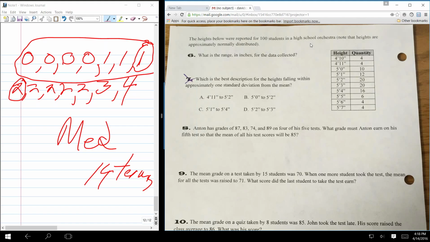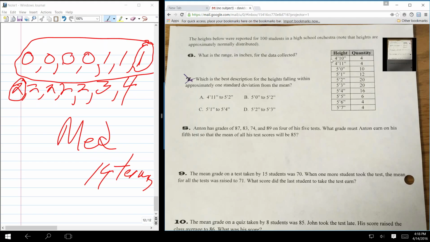1 to 7. Where are you getting that? What do you... Because it goes from 4 foot 10 to... 5 foot 7. How many inches is the range? 10. 9 actually. The difference between 4 foot 10 inches and 5 foot 7 inches.